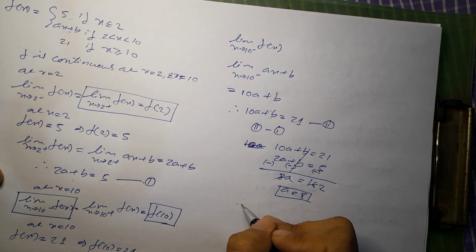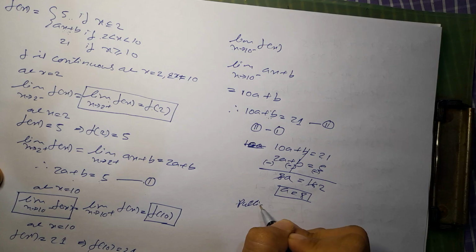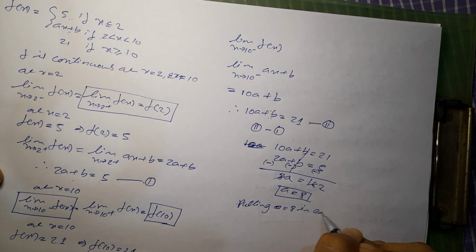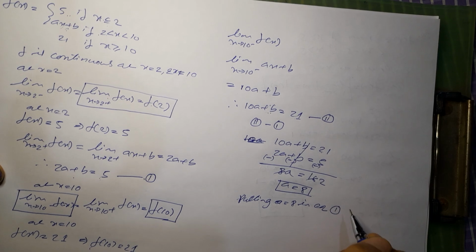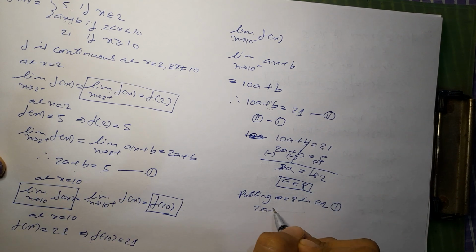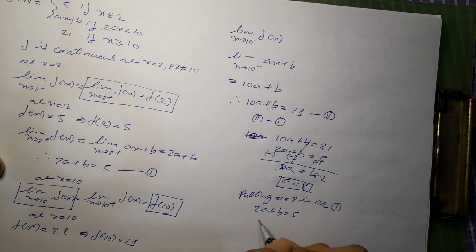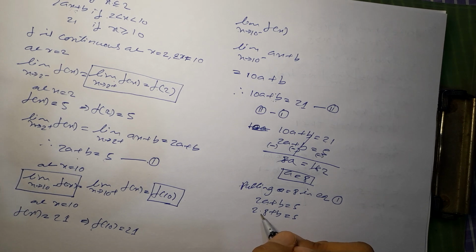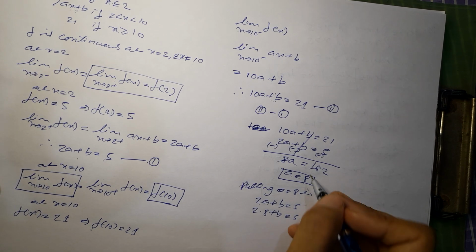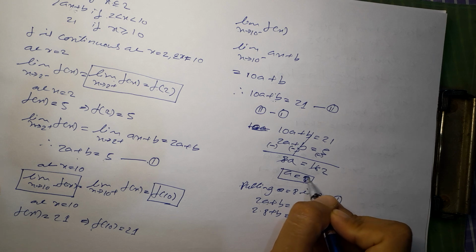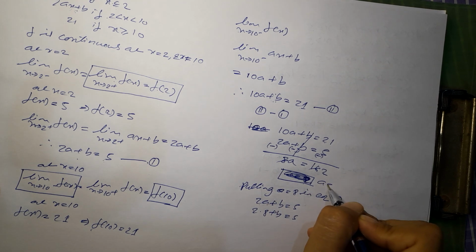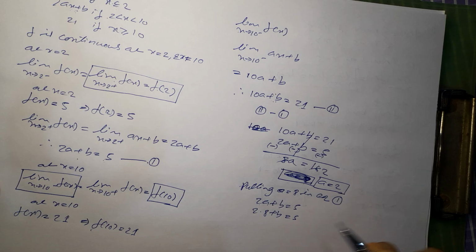So putting the value of a in equation 1. This is the equation 2a plus b equal to 5. So a is how much? A is 8, so 2 into 8 plus b equal to 5. So 8 2s are... no, the value of a is 2. A is equal to 2.